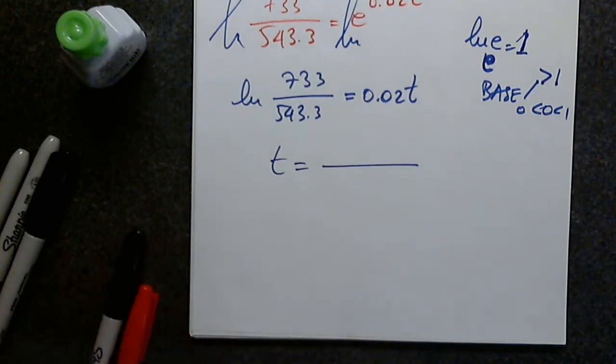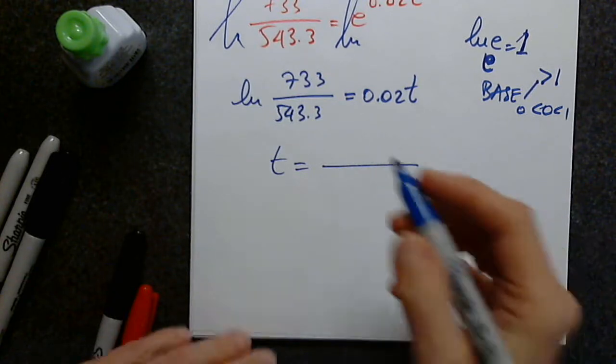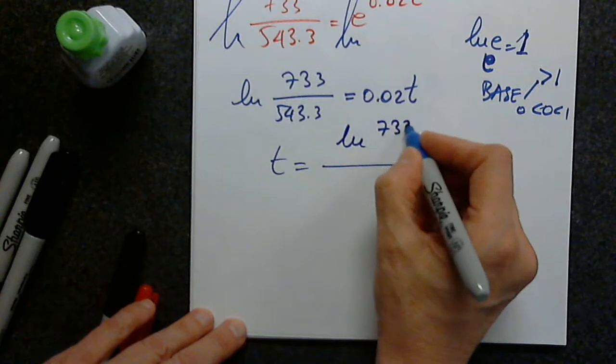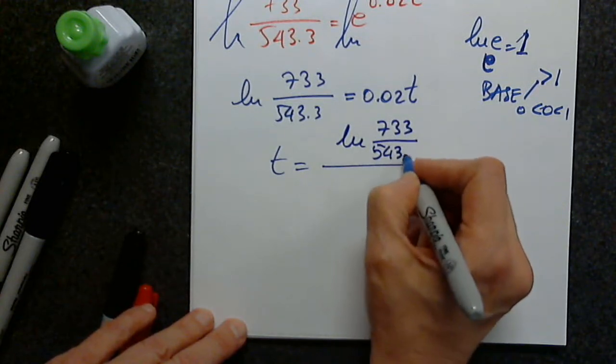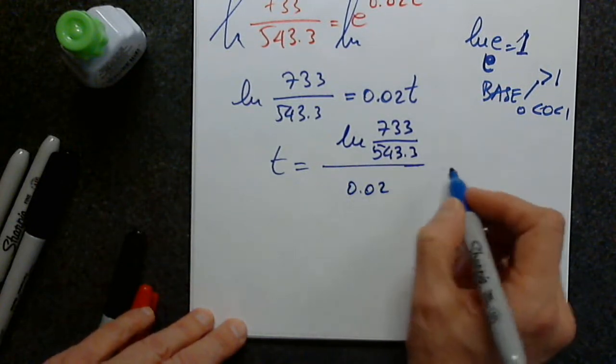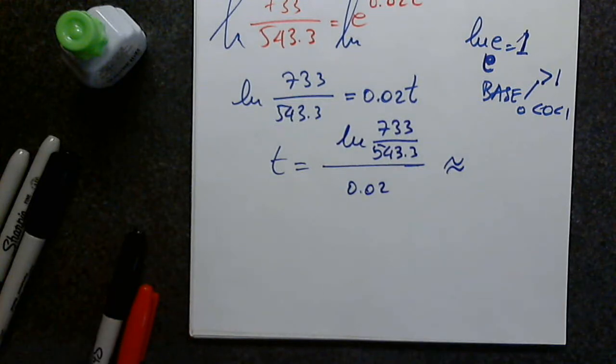So if you have any doubts, always go back to the graphing calculator. You will see log and 10 to the x on the same key, and you will see ln and e to the x on the same key, so you don't forget. Is that okay? Okay. So then I have natural log of 733 over 543.3, divided by 0.02. And please come up with this number.